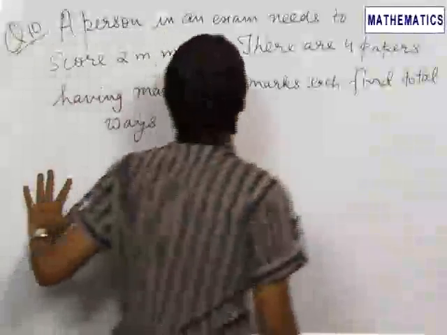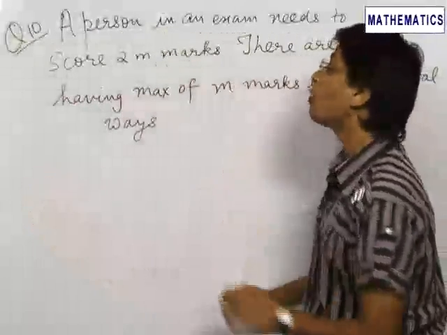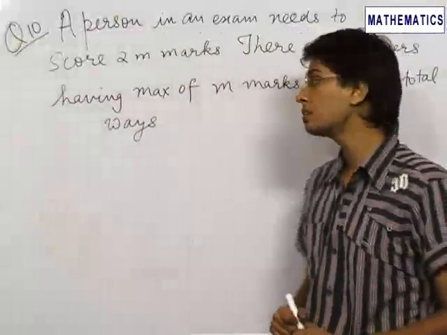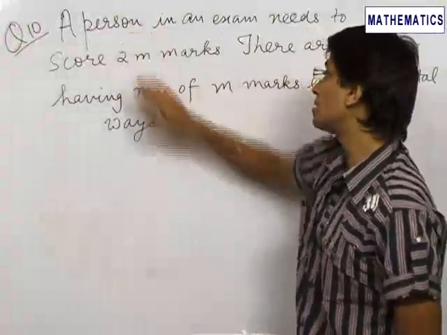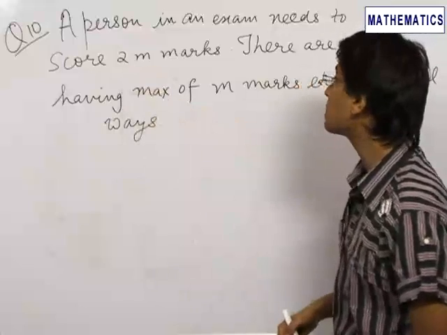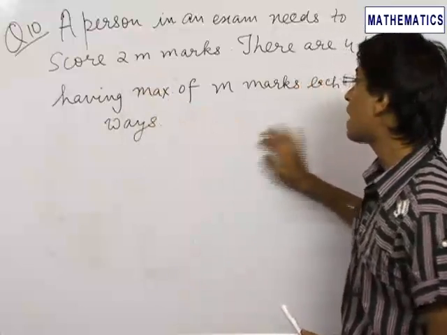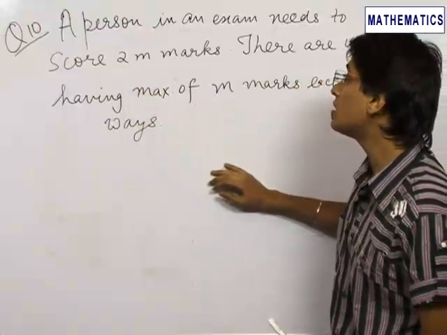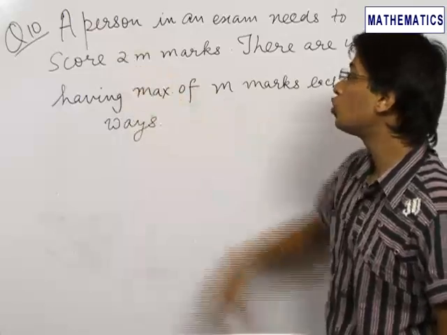Our 10th problem is a very beautiful and unique combination of permutation, combination and binomial theorem chapter. We are given that a person who is sitting in an examination needs to score 2m marks. There are 4 papers having a maximum of m marks each. We need to find the total number of ways in which this person can score 2m marks.